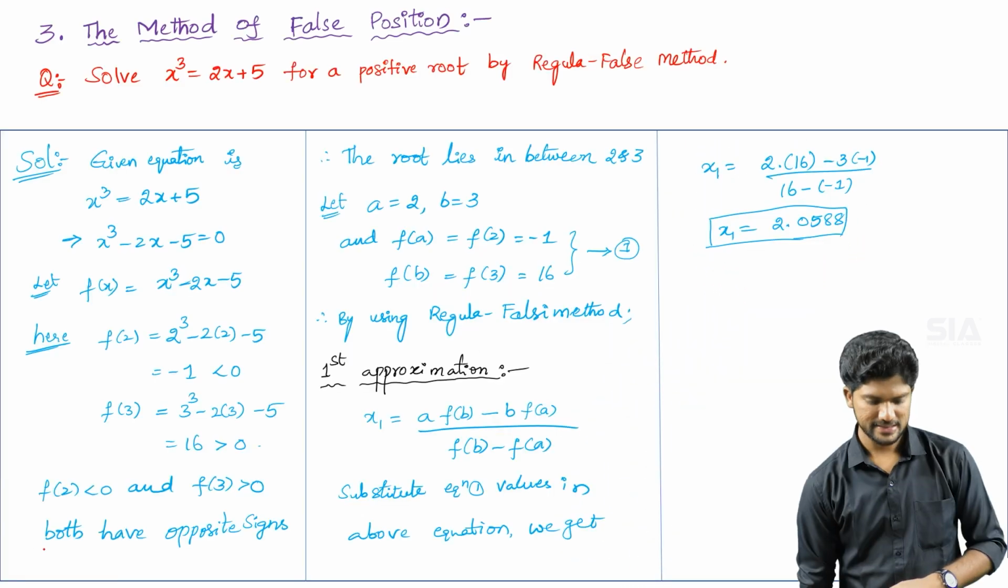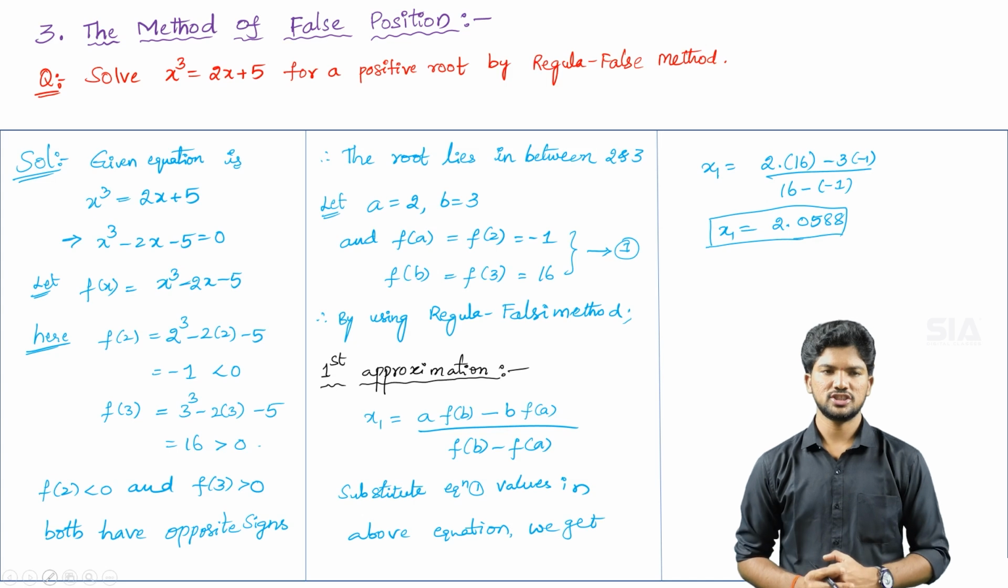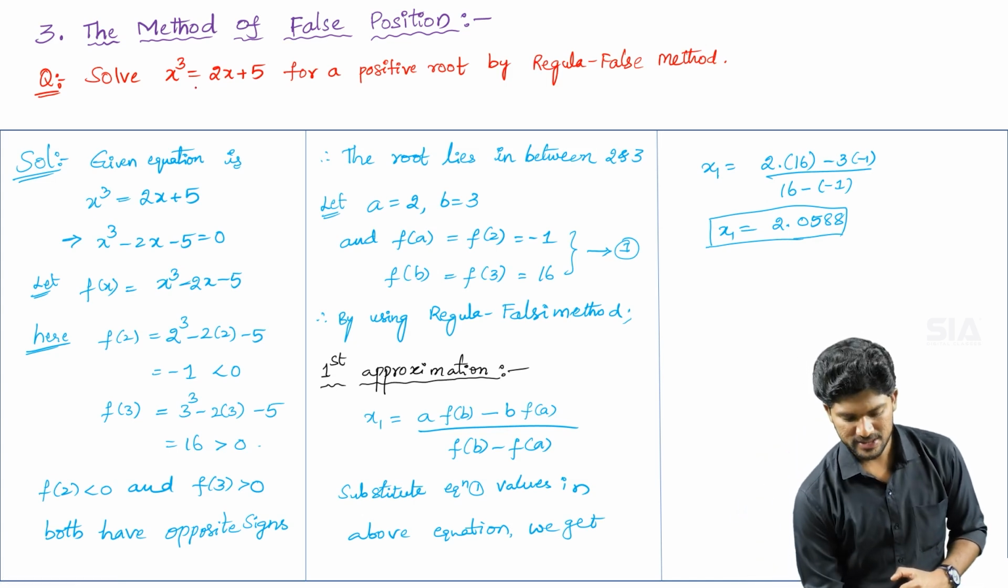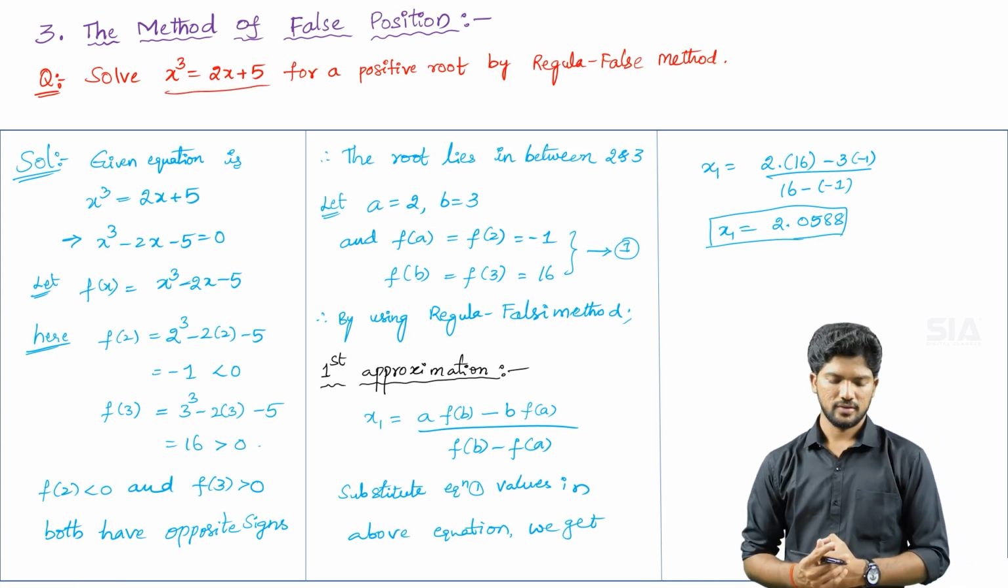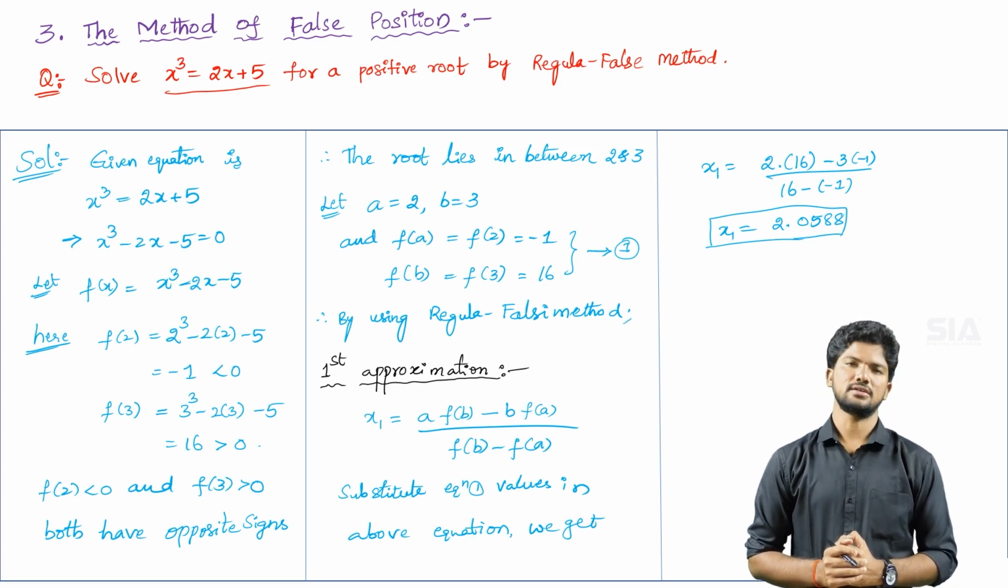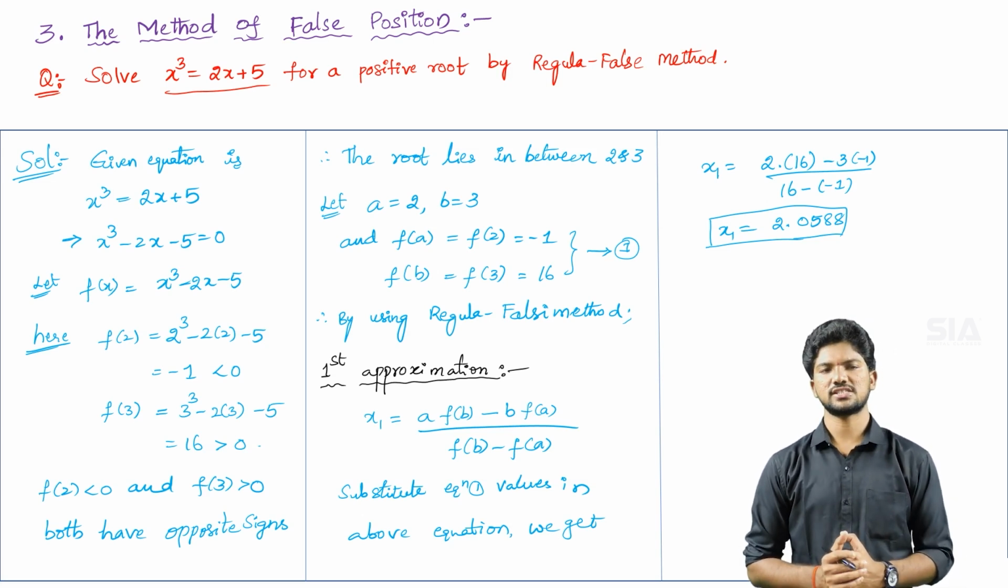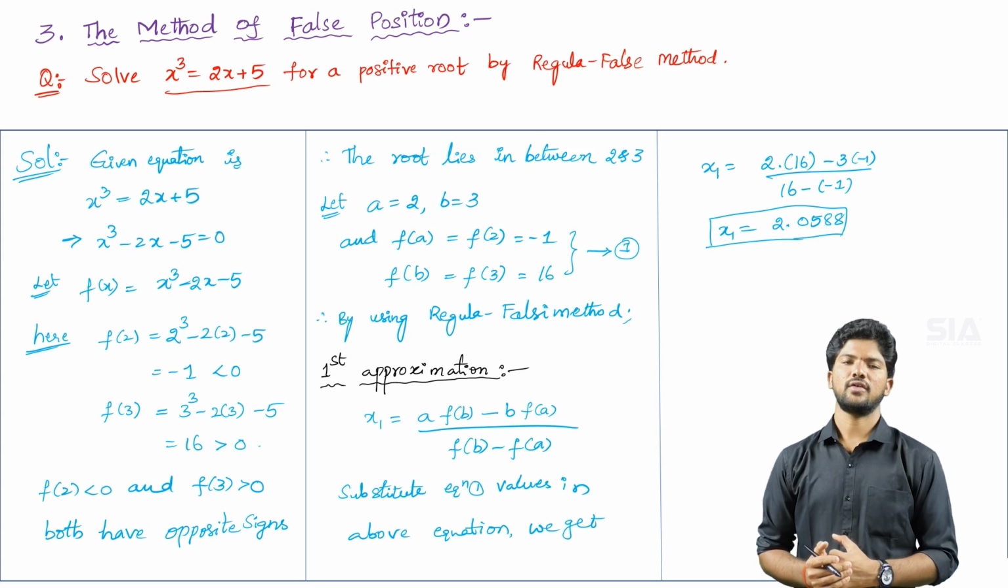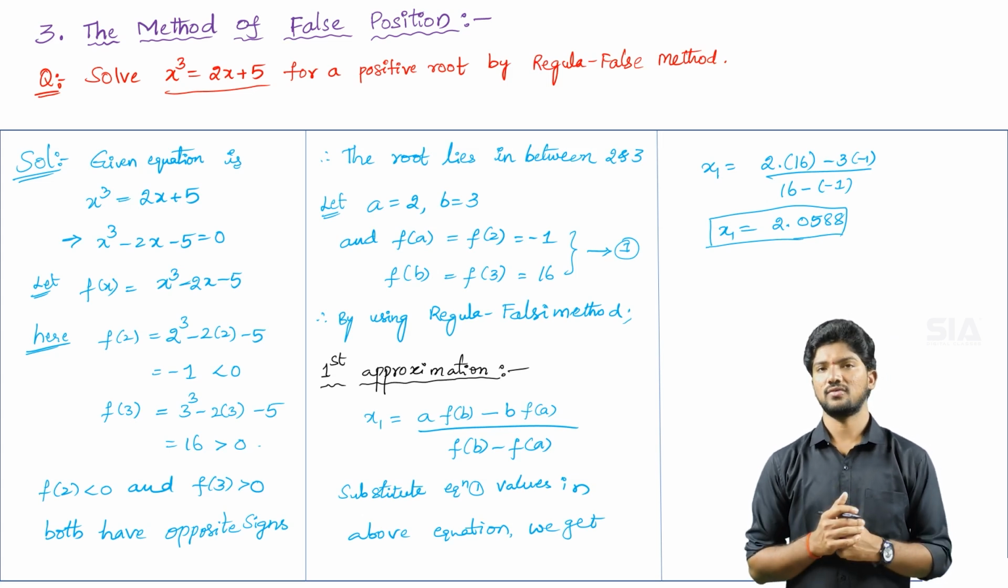See here, using the method of false position, solve x cube is equal to 2x plus 5 for a positive root by using the regula falsi method. This is the question.